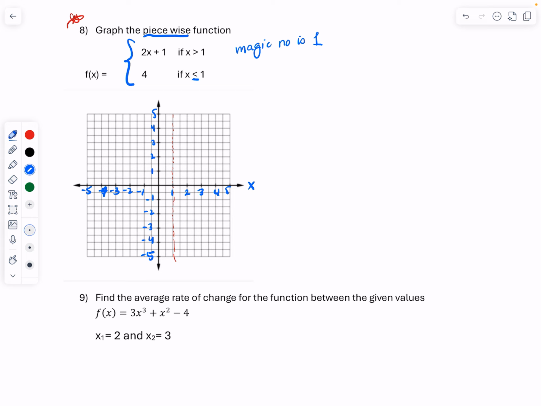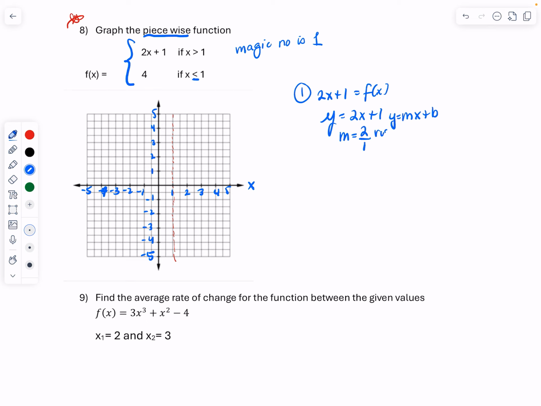Okay, so first I'm going to look at this line, 2x plus 1 equals f of x. Remember, f of x is y. So y equals 2x plus 1. This is a line. It's in mx plus b form. Your slope is 2 over 1.